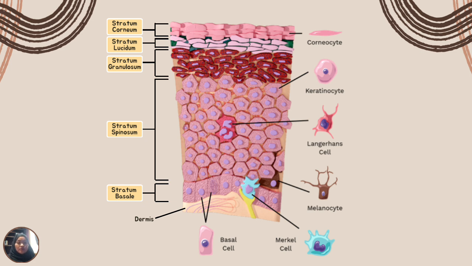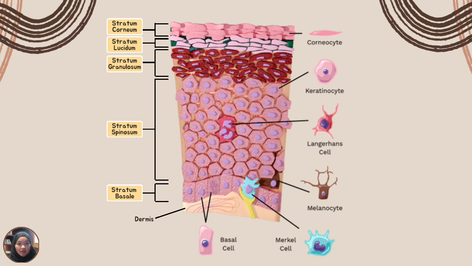In the stratum lucidum, the cells begin to die and leave behind keratin filaments, and lastly, the stratum corneum has flattened dead cells filled with soft keratin filaments, and these will continuously desquamate and be replaced by new cells.